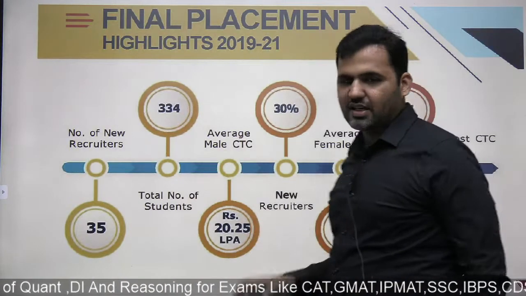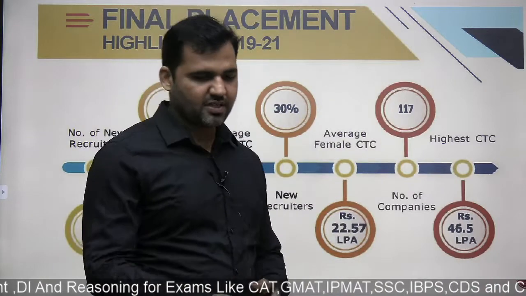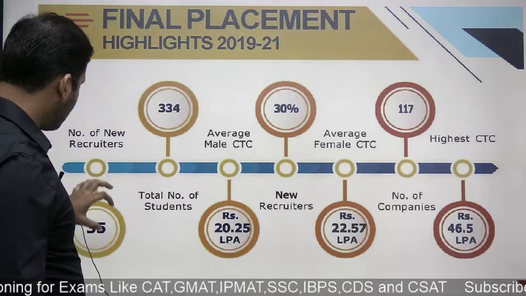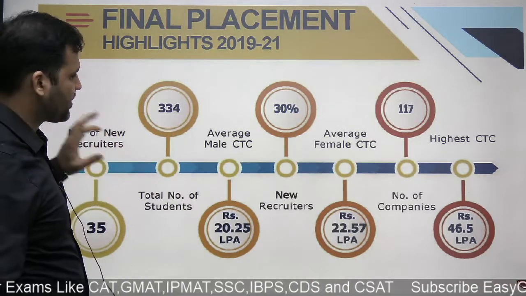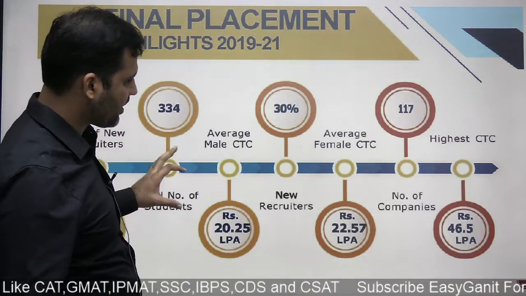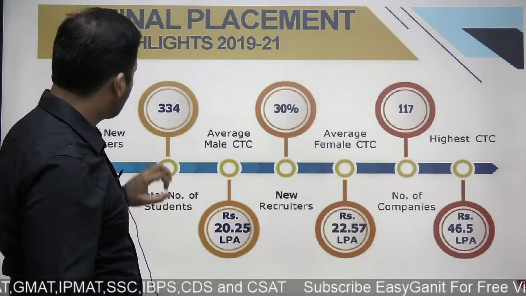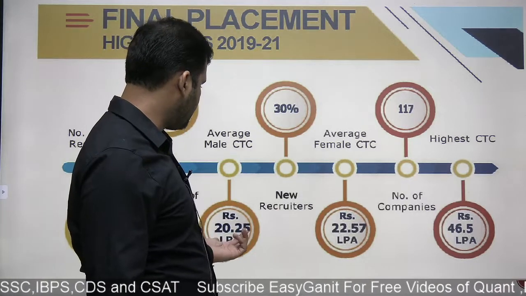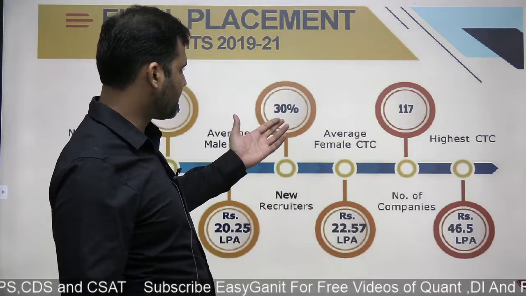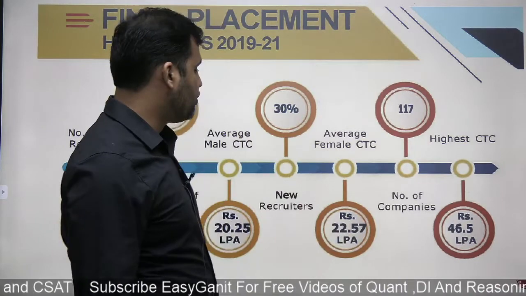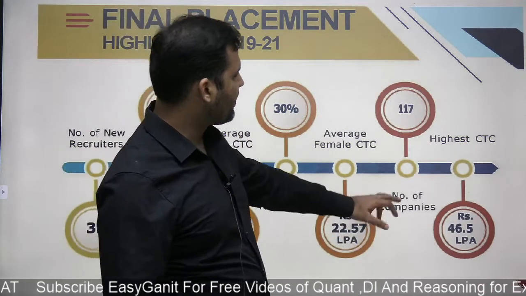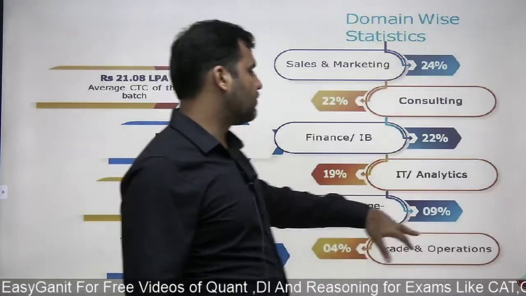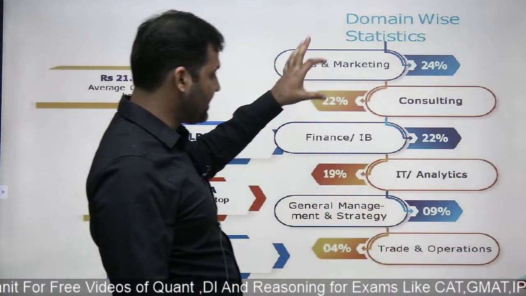Final placement, these are facts, guys, that you can also check on our websites. I'll not be talking much on it. This is something I have taken from their website only, not my research. Total number of students 334. Average male CTC 20.25 lakh per annum. New recruiters 30%. Average female CTC 22.57. Number of companies 117. Highest CTC is 46.5.